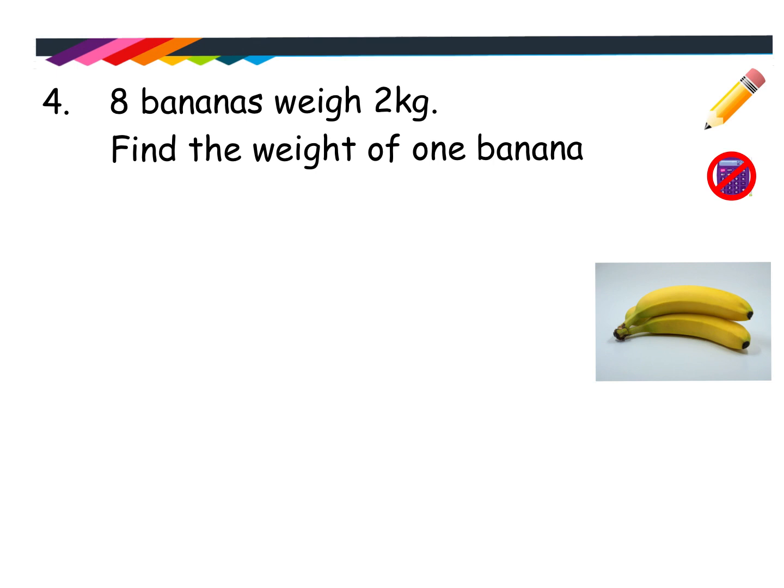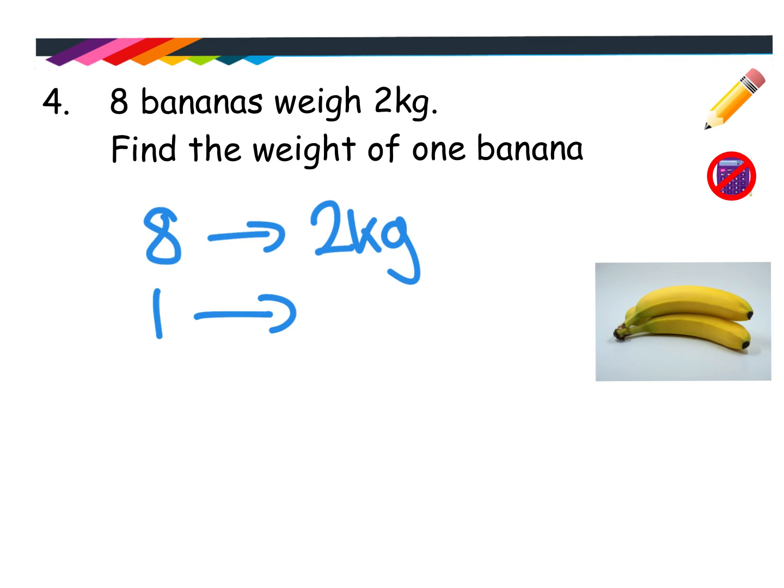One last example. If 8 bananas weigh 2 kilograms, we have to find the weight of 1 banana. So these are quite heavy bananas. So 8 bananas weigh 2 kilograms. We have to find the weight of 1. Now the question hasn't specified whether I want it in grams or kilograms, so the option is yours. Either way, I am dividing by 8.